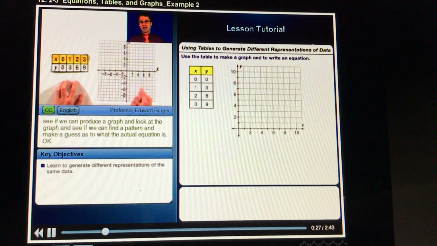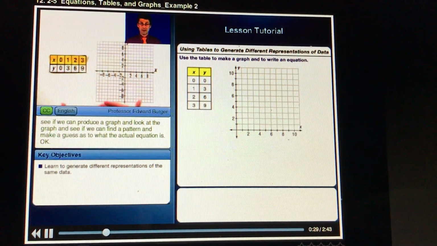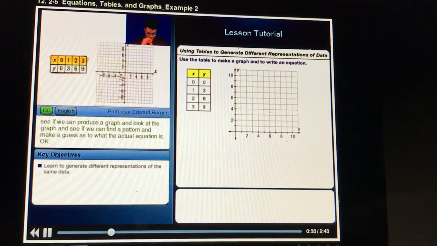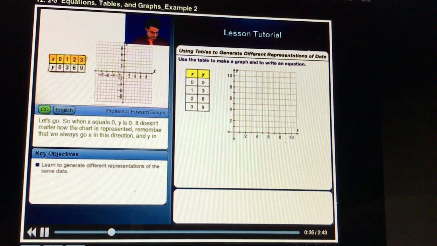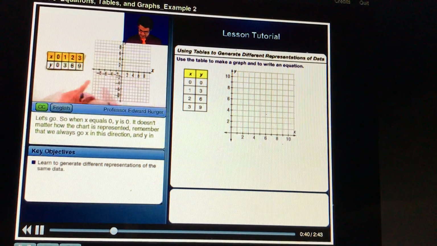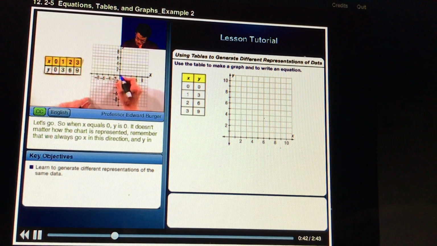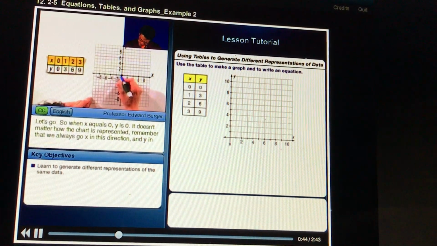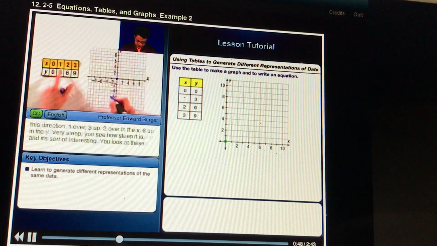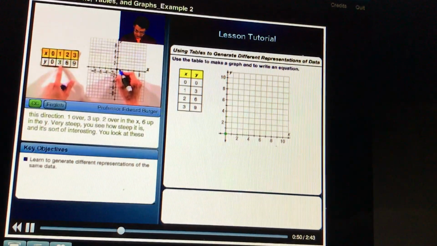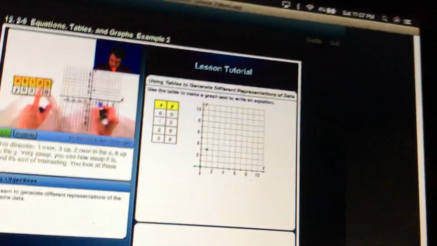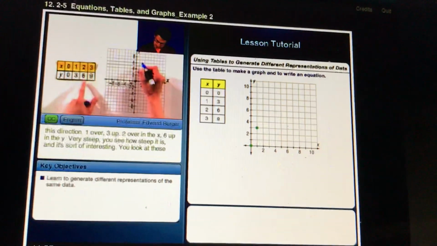Let's see if we can produce a graph and look at the graph, see if we can find a pattern and make a guess as to what the actual equation is. Okay, let's go. So when x equals 0, y is 0. Doesn't matter how the chart is represented. Remember that we always first go x in this direction, and then y in this direction. 1 over, 3 up. 2 over in the x, 6 up in the y.